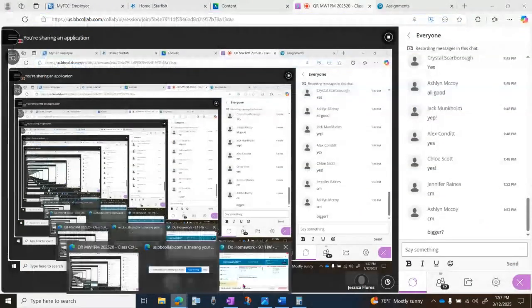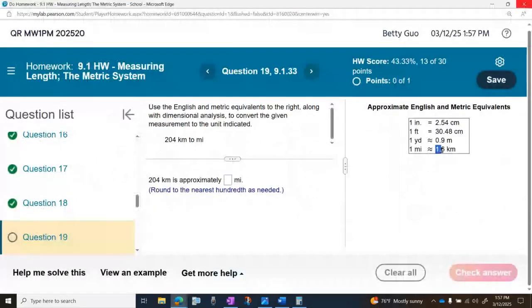Look at the formula. 1.6 is a bigger number. 1 is smaller than 1.6. Since the number in front of miles is smaller, mile is a bigger unit. In order to make 1 mile, you have to run 1.6 kilometers. Of course, mile is longer. 1 mile is longer than 1 kilometer. So we say mile is a bigger unit, all right?